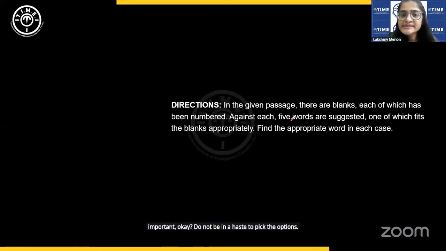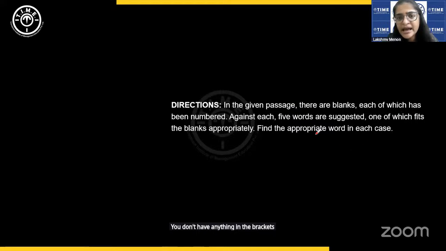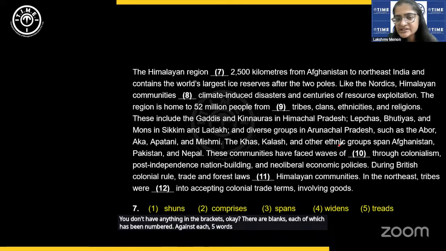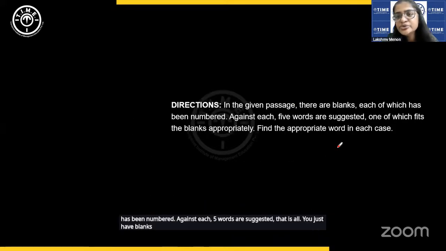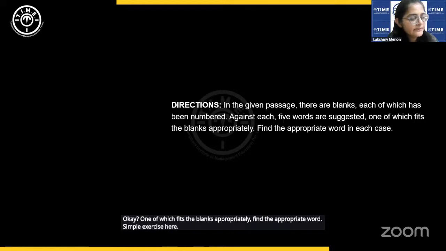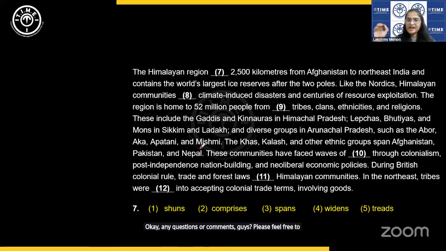We are moving on to the second cloze test. Here, you don't have anything in the brackets. Okay, there are blanks, each of which has been numbered. Against each, 5 words are suggested. That is all. You just have blanks and you have a word. Sorry, you have 5 words for each blank. Okay, one of which fits the blanks appropriately. Find the appropriate word. Simple exercise here. Okay. Any questions or comments, guys? Please feel free to put in the chat box.